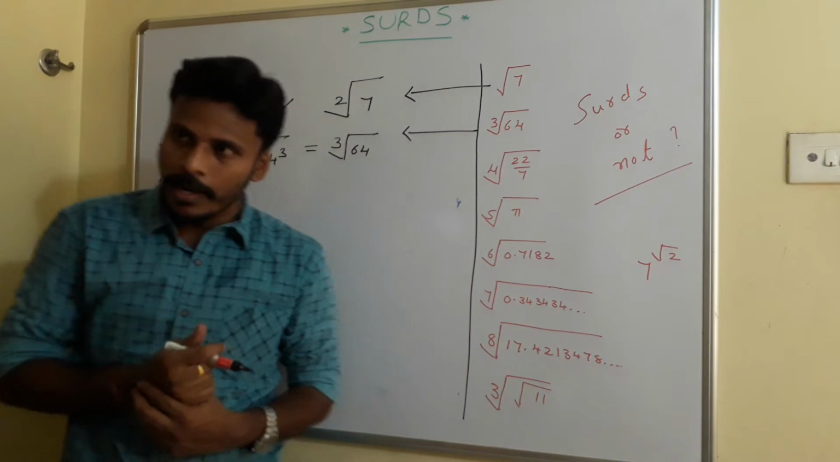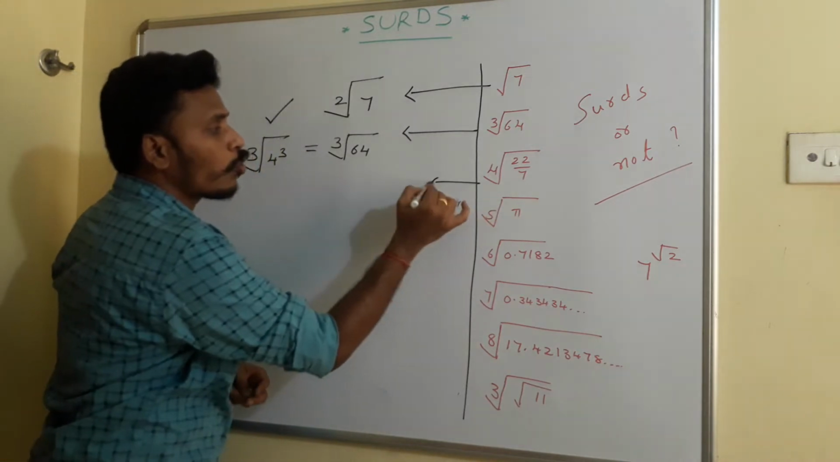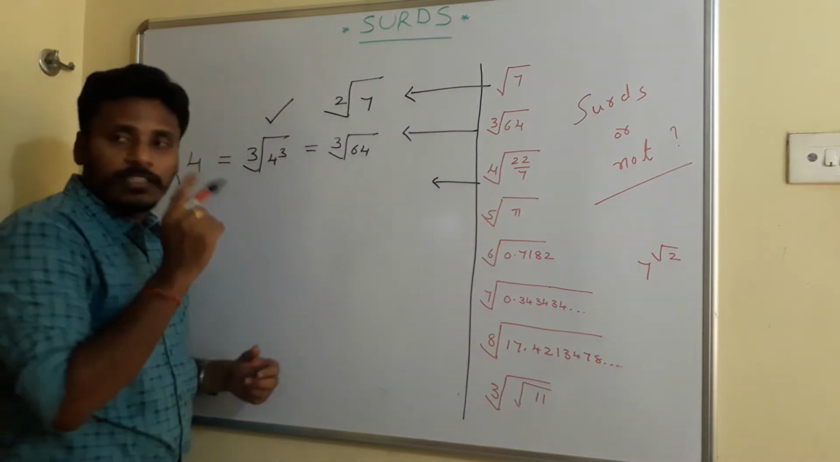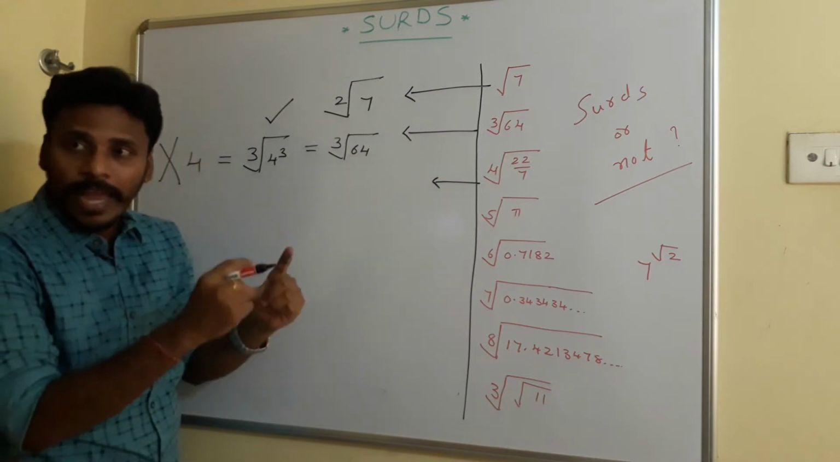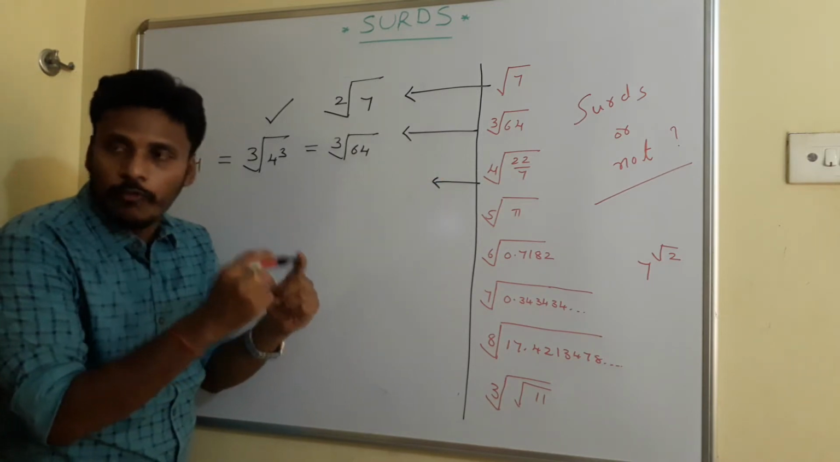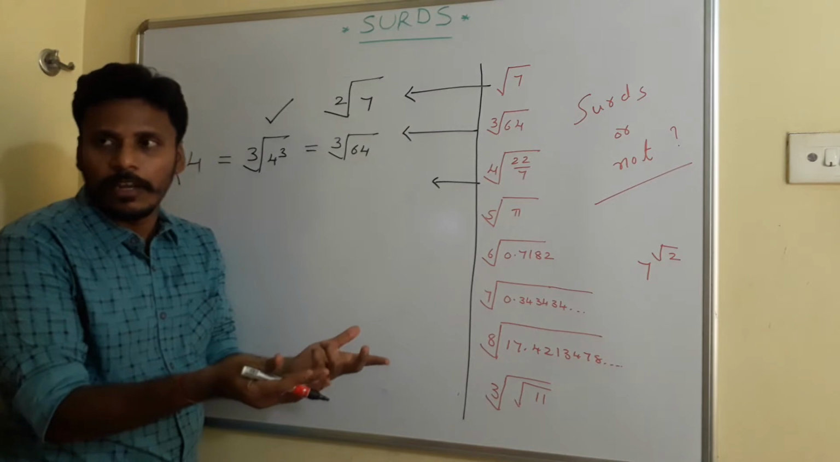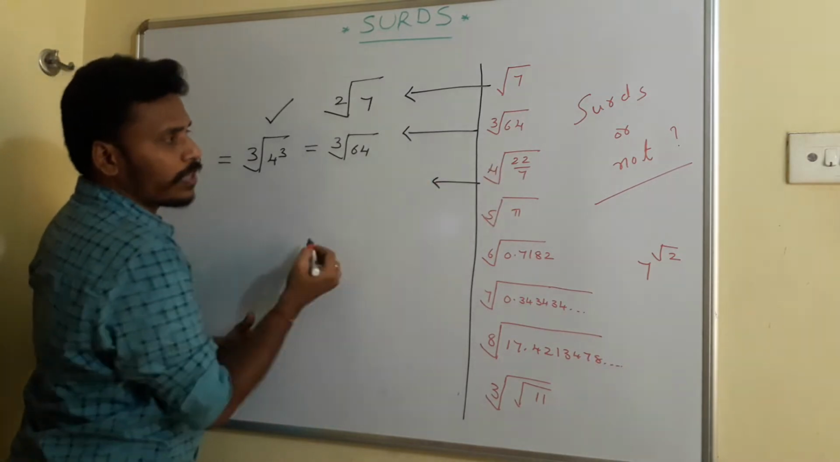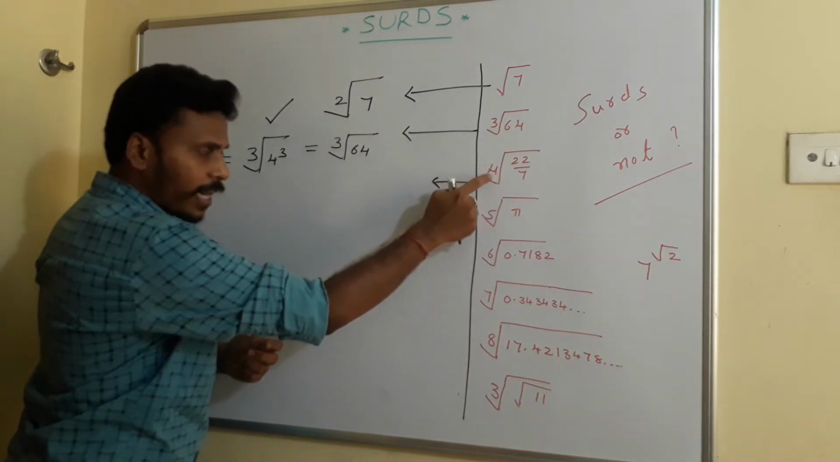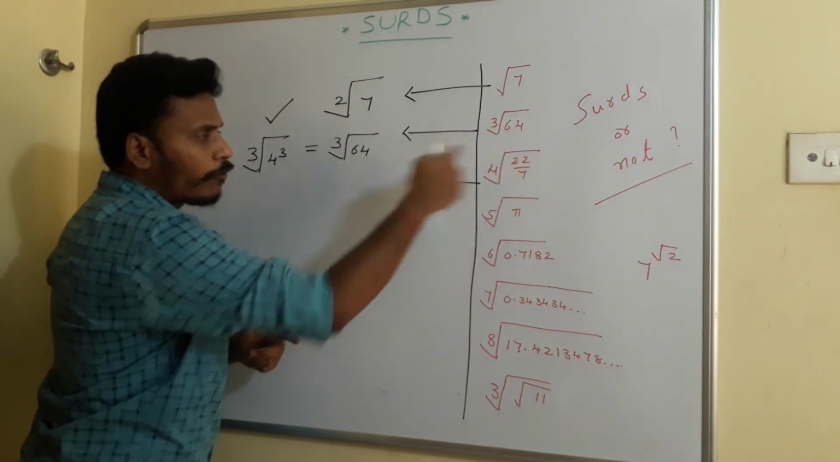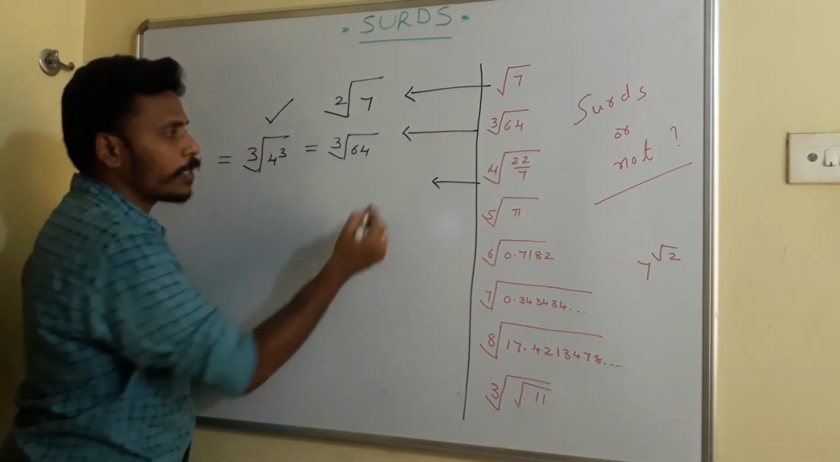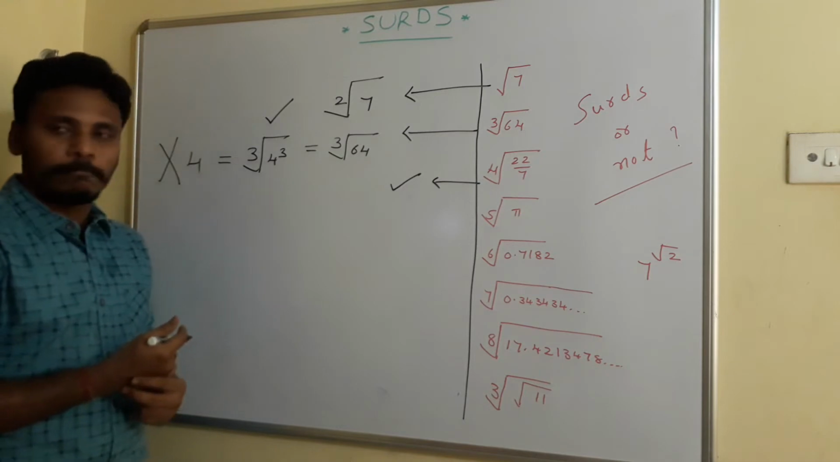Is it right? Now, when coming for this fourth root of 22 by 7, you just keep in mind that this 22 by 7 is a fraction. Since it is in p by q form, it is a rational number, right? So, fourth root of a rational number, and this n is a natural number, and fourth root of 22 by 7, we don't have any specific value, so it is a surd.